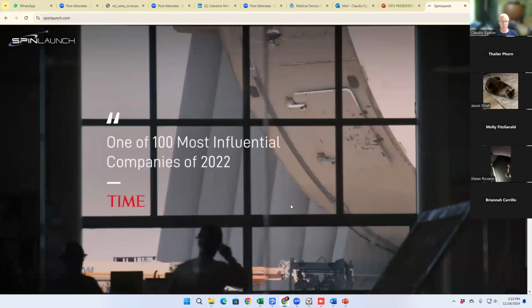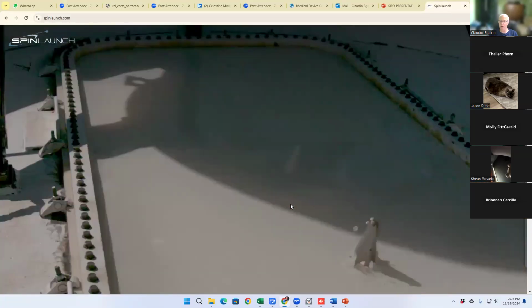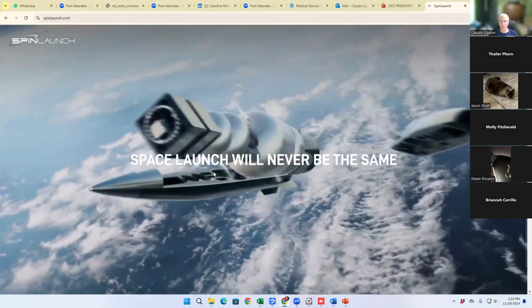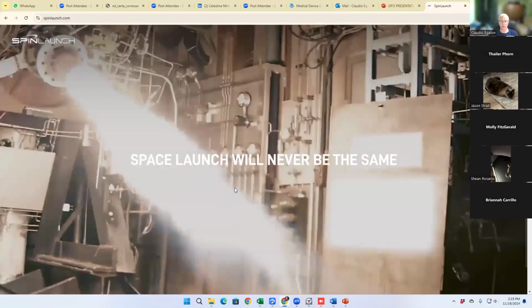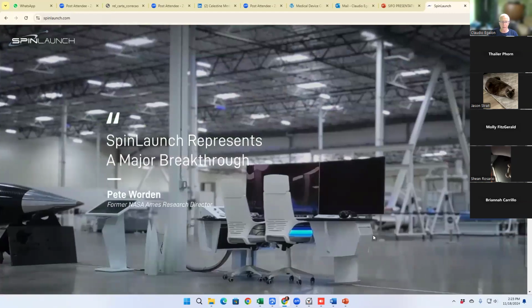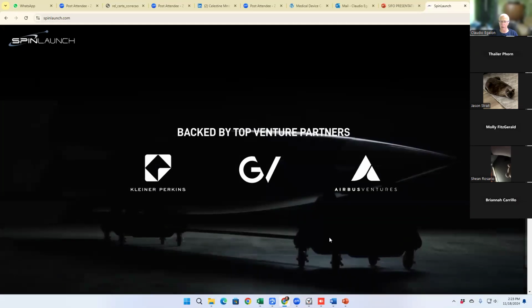Here you go. One of the 100 most influential companies of 2022. Look what they do. The space launch system. They put it to rotate, and that's their facility, right? Okay, that's how they do it. Here, do you see the rocket, the projectile?